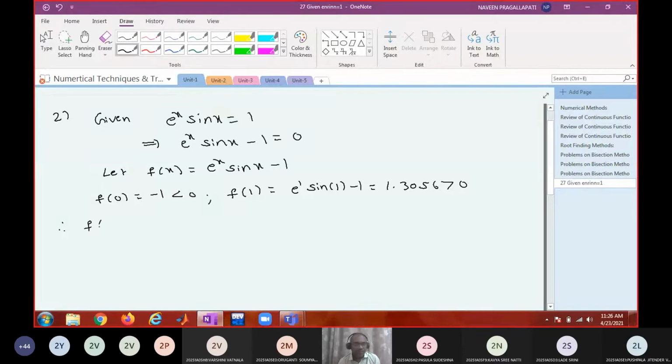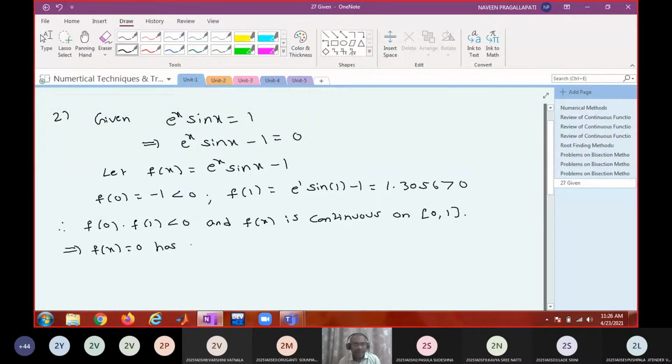Therefore f of 0 is negative, f of 1 is positive. That means f of 0 into f of 1 is less than 0, and f of x is continuous on the closed interval 0 to 1. This implies that f of x equal to 0 has a root in between 0 and 1.